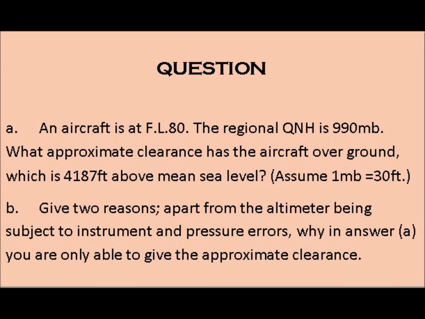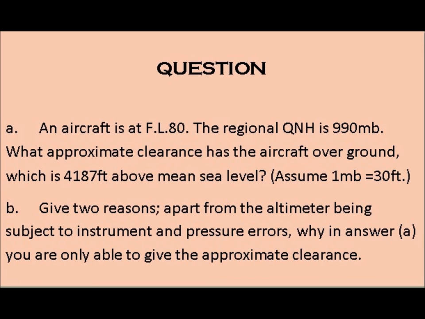Question A. An aircraft is at flight level 80. The original QNH is 990 millibars. What approximate clearance has the aircraft over ground, which is 4,187 feet above mean sea level? Assume 1 millibar is equal to 30 feet.